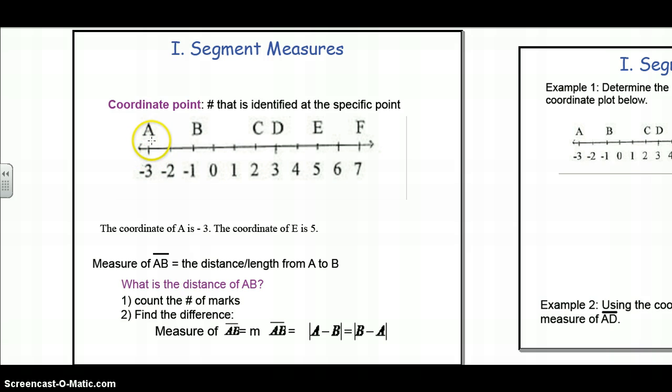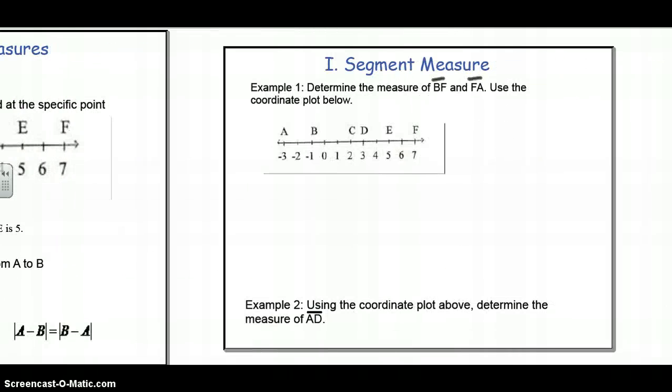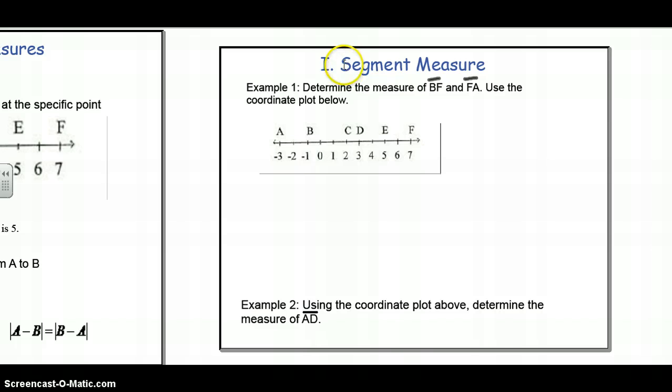So let's count. We see there's 1, 2 marks. So that means the difference between A and B is 2. So that would be our length. We just did a segment measure. So in our example 1, determine the measure of line BF and FA. Use the coordinate point below. So what you should do, take a minute to solve that, and then when you're ready, check your answer.